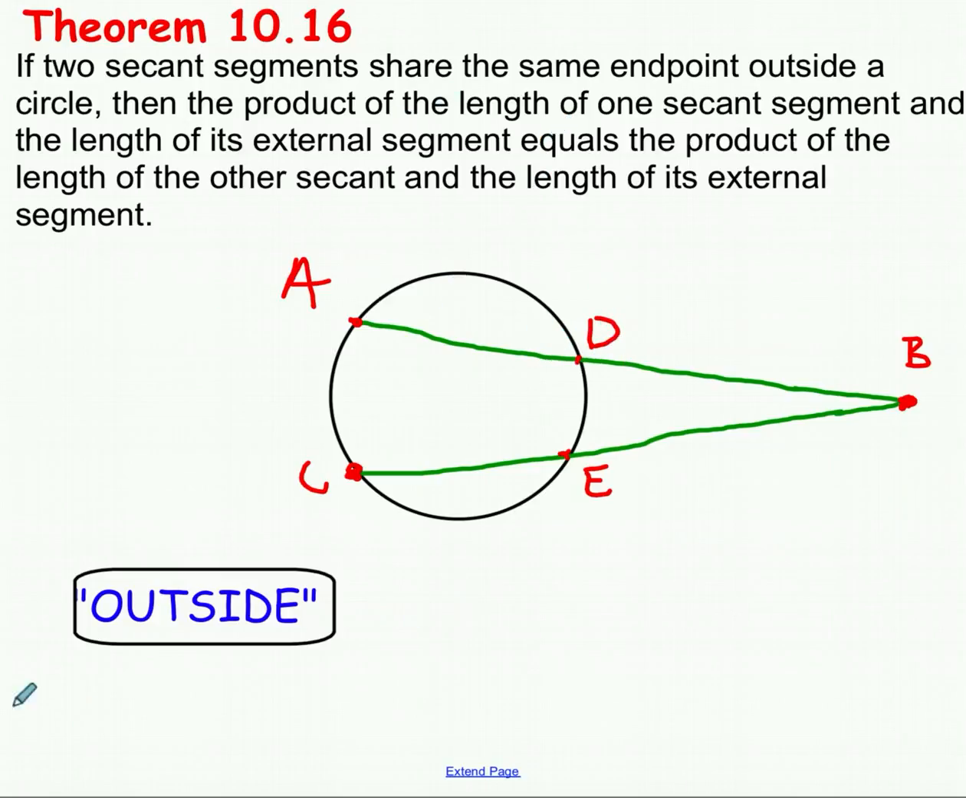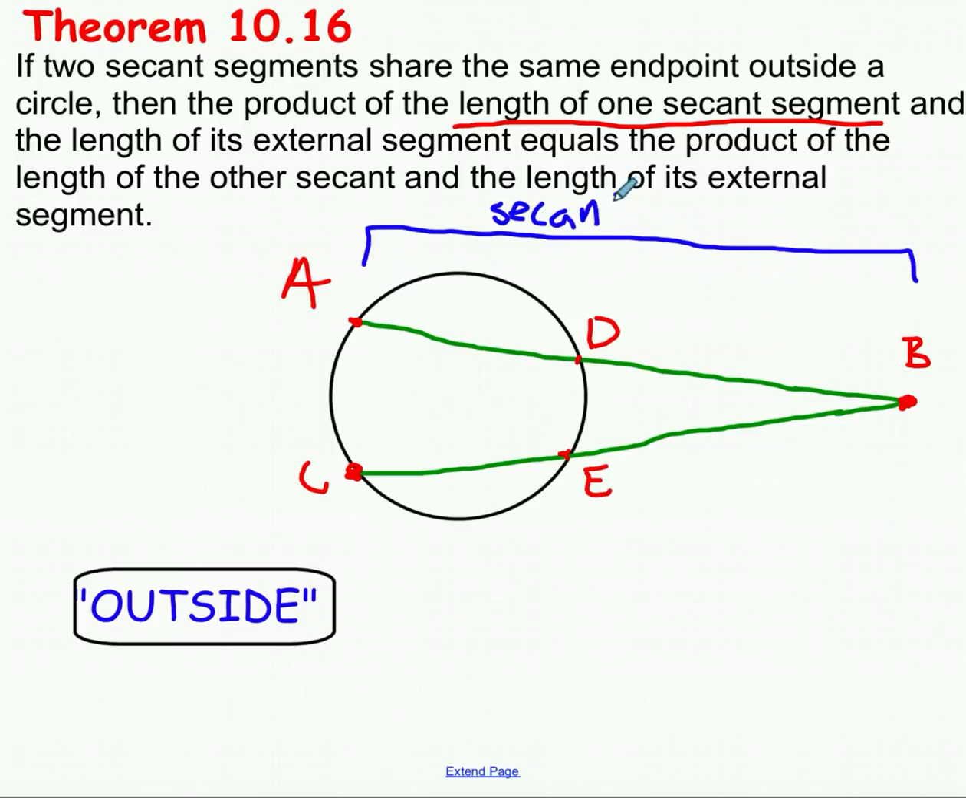Okay, so there's our two secants that intersect with an endpoint outside a circle. Then the product of the length of one secant segment, okay, so when it says the length of one secant segment, it means this length right here, all the way from this point to this point. That is a secant segment. That's the entire secant segment.